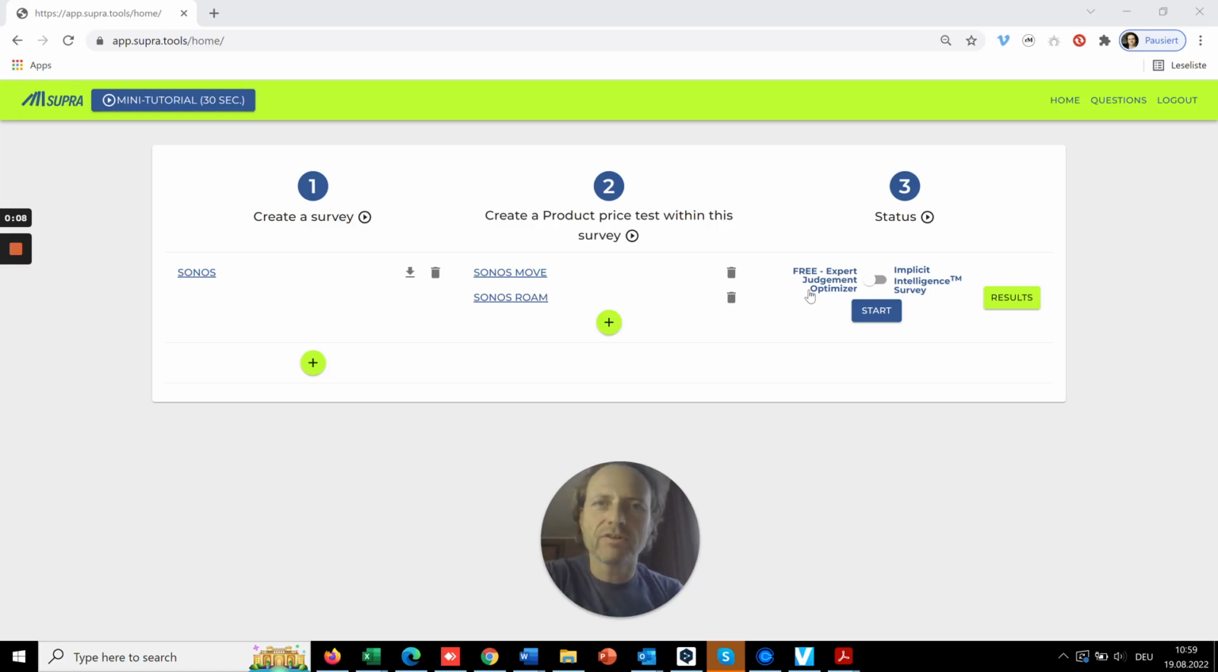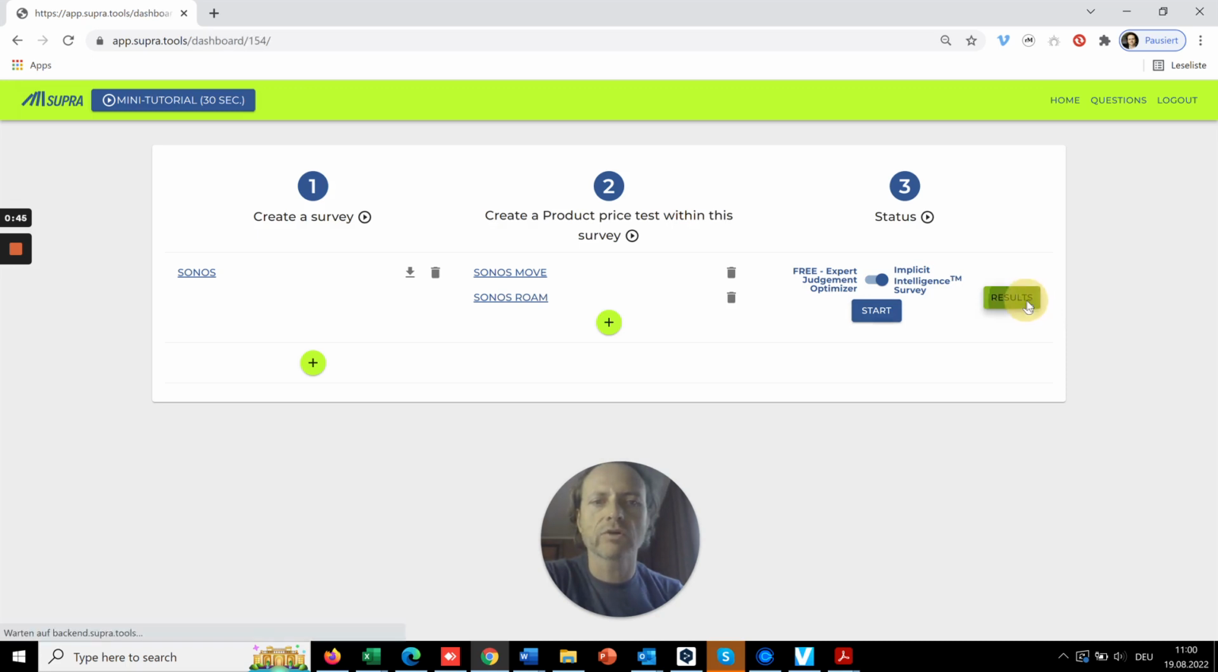In step three, you need to choose the method. Either you use the free expert judgment optimizer, which is preset, or you toggle towards the implicit intelligence survey. If you then push start and you are a new user, you need to purchase credits or choose a plan. And if you have purchased credits, then the survey will be triggered. And after completion, you get the results behind this results button.